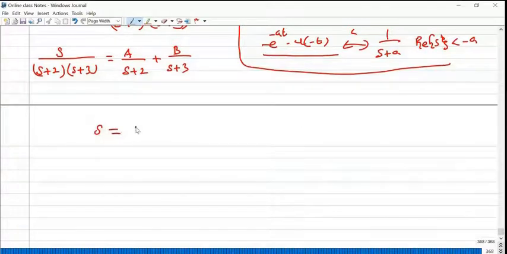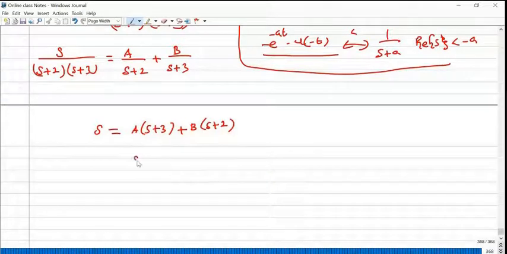So S equal to A into s plus 3 plus B into s plus 2. Okay. Substitute s equal to minus 3.